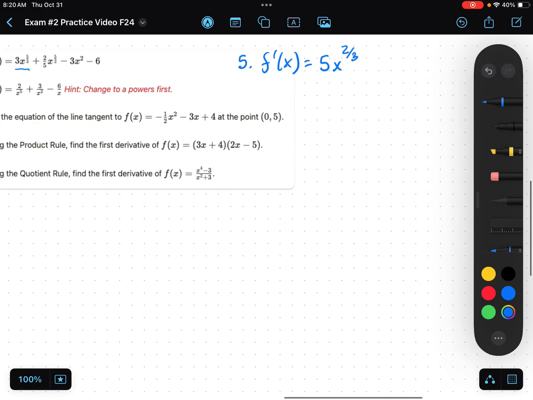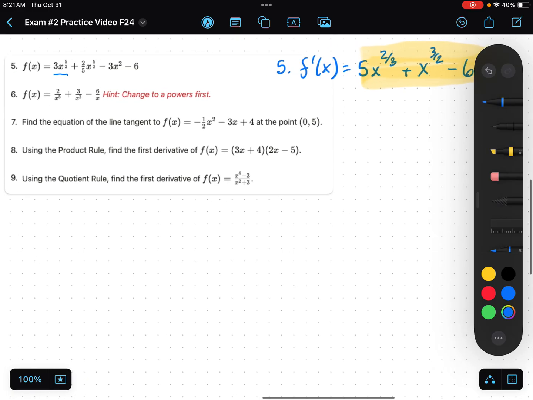For the next term, we are going to bring the 5/2 down and multiply it by 2/5. And that turns into a 1. So I don't have to worry about that. And then I'm going to subtract 1 from 5/2, and that would be 3/2. The next term, we bring the 2 down. That makes 3 times 2 is 6. And then the x to the first power. And then finally, the derivative of just 6 on its own is 0. So I won't write that one down. So our derivative for number 5 is just 5x to the 2/3 plus x to the 3/2 minus 6x.